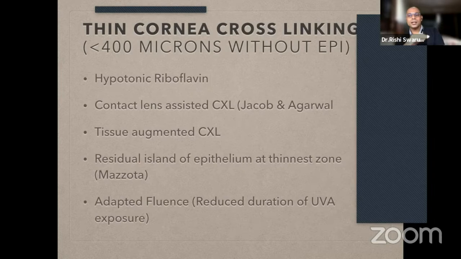Another new recent modification is the use of cross-linking for thinner cornea. Traditionally the limit for cross-linking is 400 microns, and if your cornea is less than 400 microns, you would not do it because it would be considered unsafe for the endothelium. People have stretched that limit up to about 380 microns, but below 380, one could not do it with the standard Dresden protocol. But now studies have shown that you have some alternatives. Earlier, people were trying to use hypotonic riboflavin to thicken the cornea, but the problem with hypotonic riboflavin is that the effect is very short-lived.